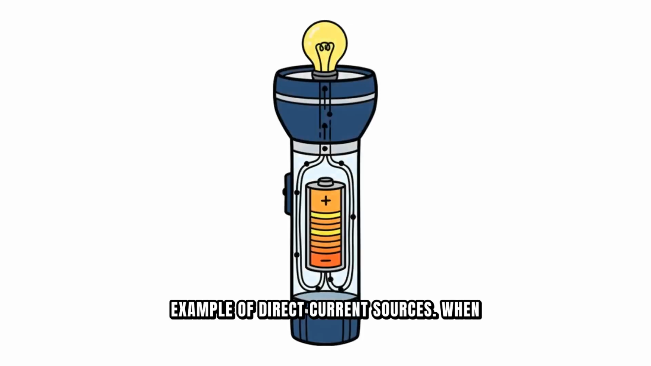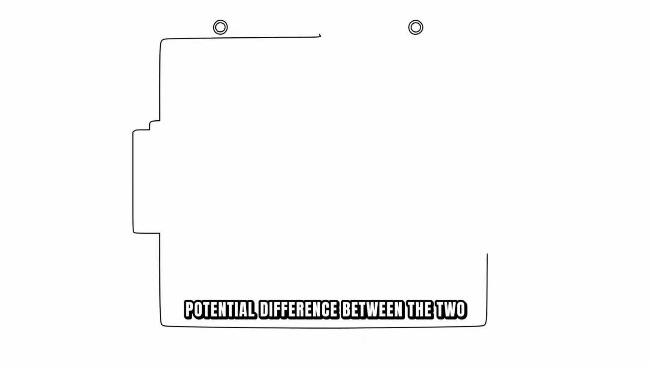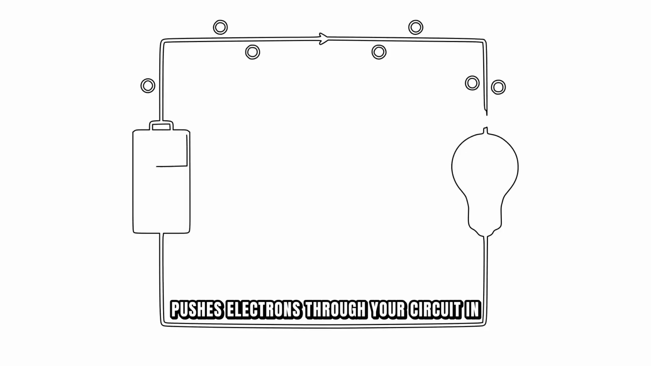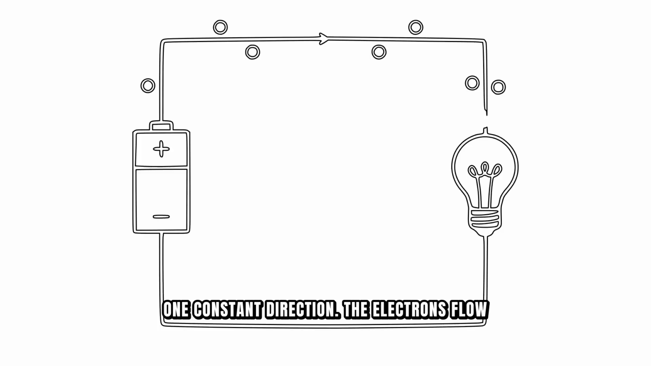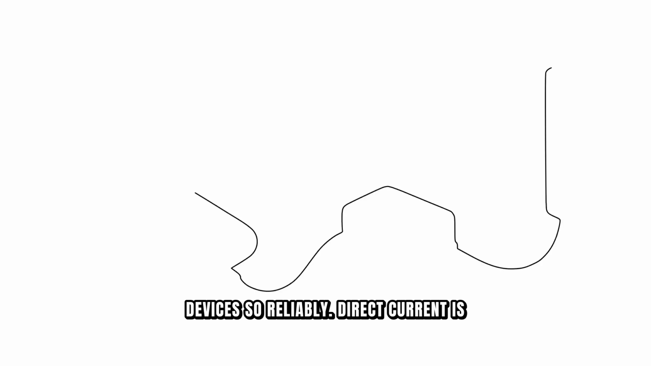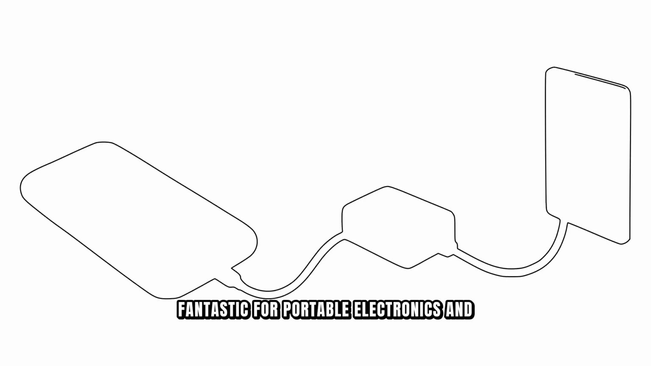Batteries are the classic example of direct current sources. When you put a battery in your flashlight, the chemical reactions inside create a potential difference between the two terminals. That potential difference pushes electrons through your circuit in one constant direction. The electrons flow out of the negative terminal, through your bulb, and back into the positive terminal. This steady one-way flow is why batteries power devices so reliably.